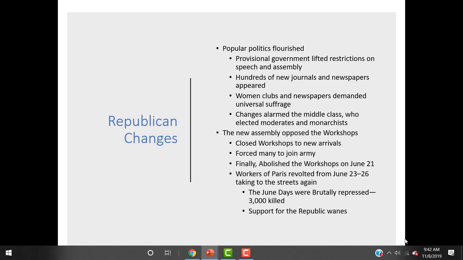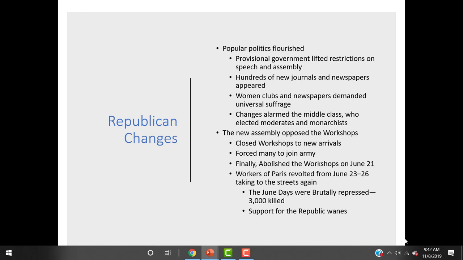But the middle class is getting a little bit scared. And they're the ones who elect the moderates and the monarchists. So the new assembly that was elected decided to oppose these workshops. So they closed them to anybody new coming into the country. And they forced many to join the army since they didn't have a job. And finally, very shortly thereafter, the workshops were totally ended.